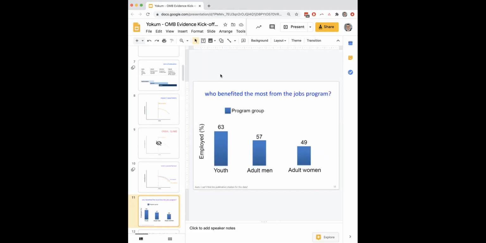Here's one other illustration of how this can get a little bit tricky in thinking about the counterfactual. This is real data from a jobs program. And the question I want you to think about for a second here is who benefited the most from this jobs program? And I'm showing you the employment rate, the outcome metric for youths, adult men, and adult women. Think about this for a half second.